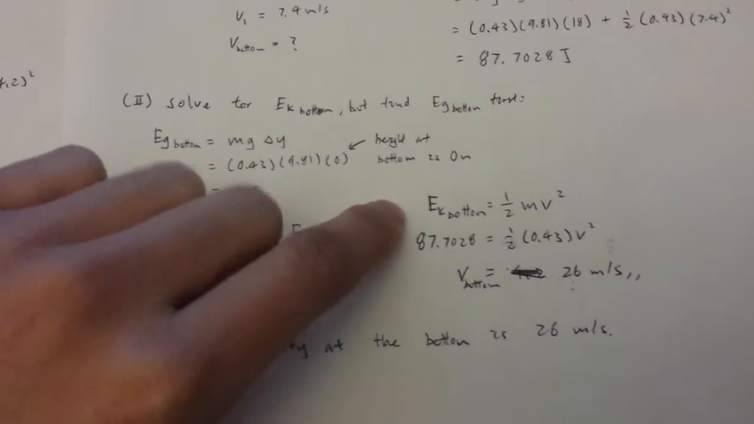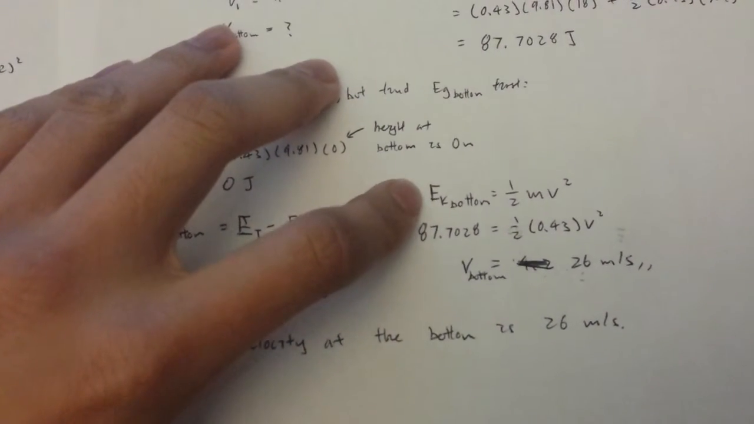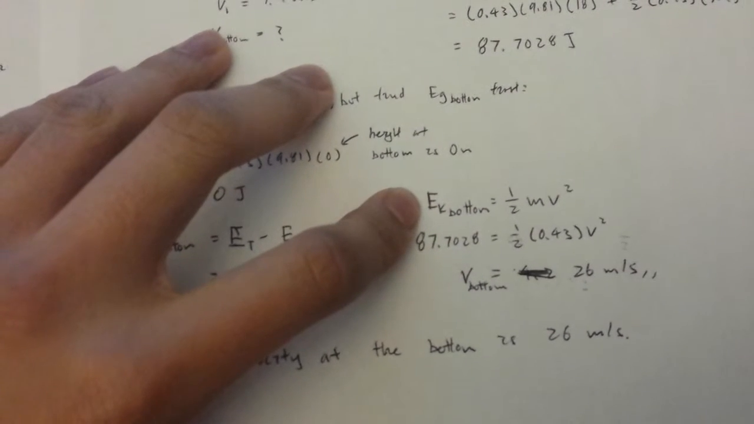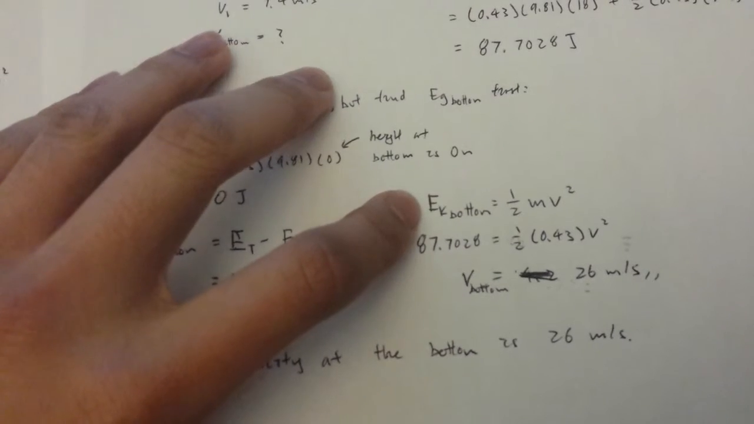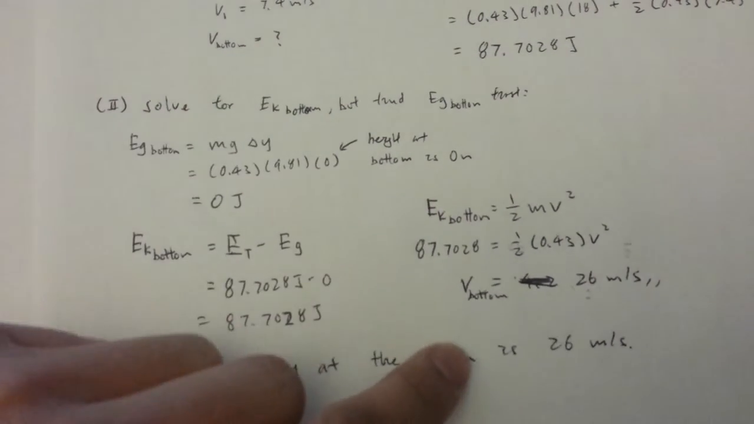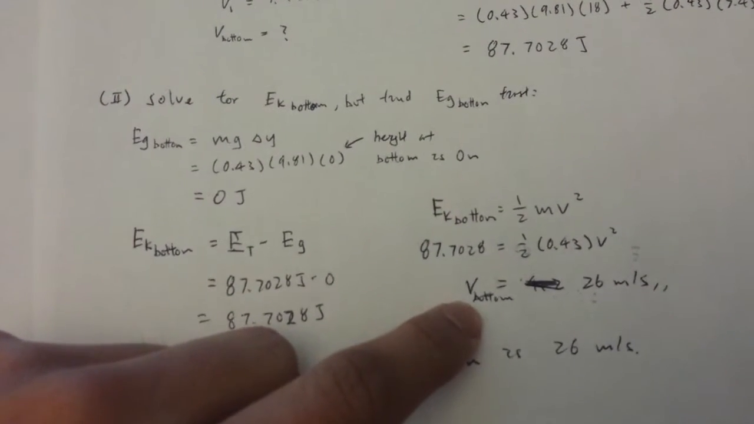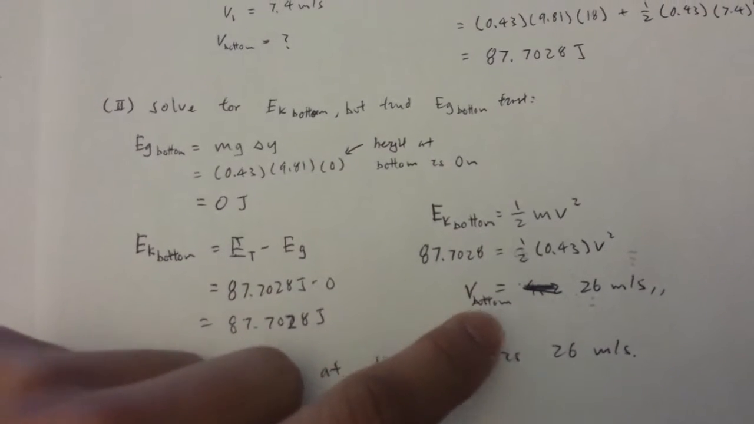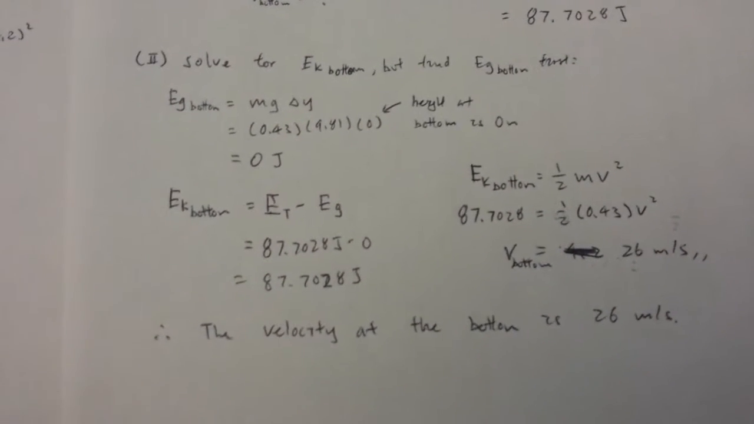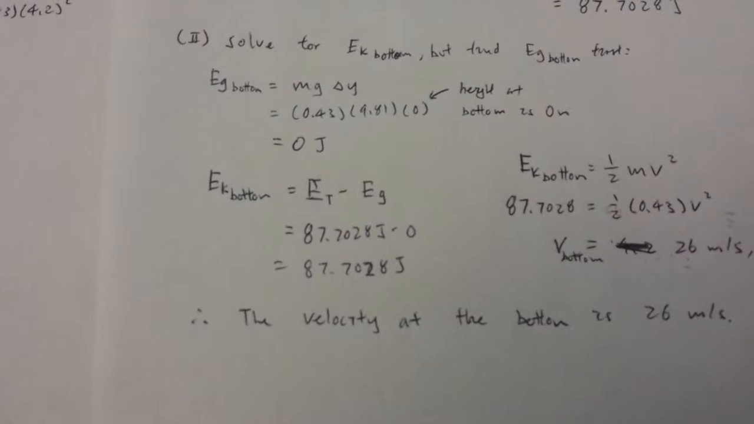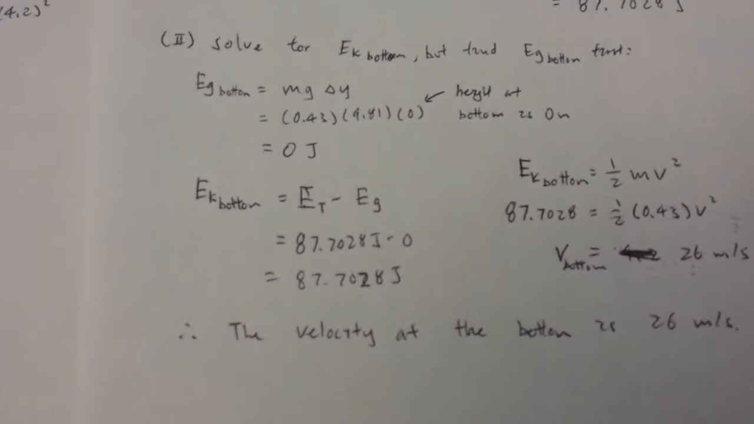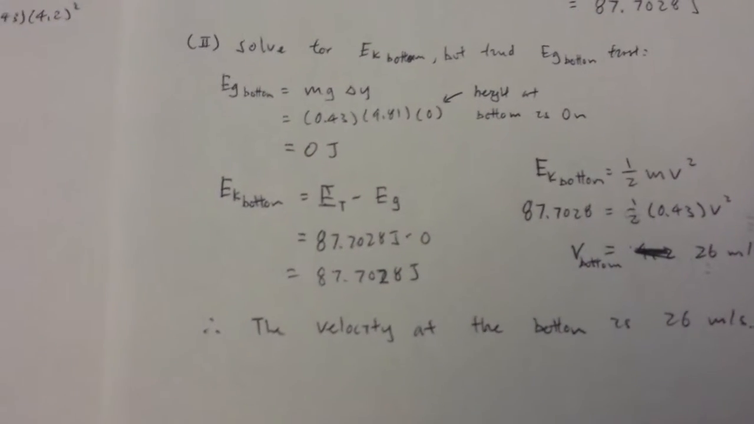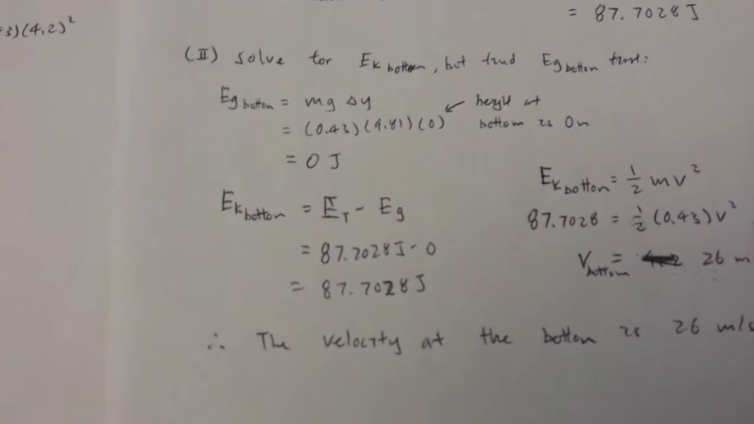Then you finally sub into the kinetic energy equation, EK bottom equals 1/2 mv squared. You put all the numbers in, and at the end you end up with v bottom of 26 meters per second. In the textbook, for part A, they round it to one significant figure, so that's why the answer would be a bit different.